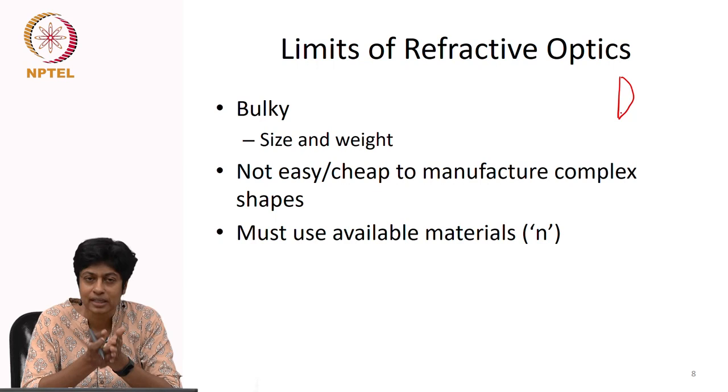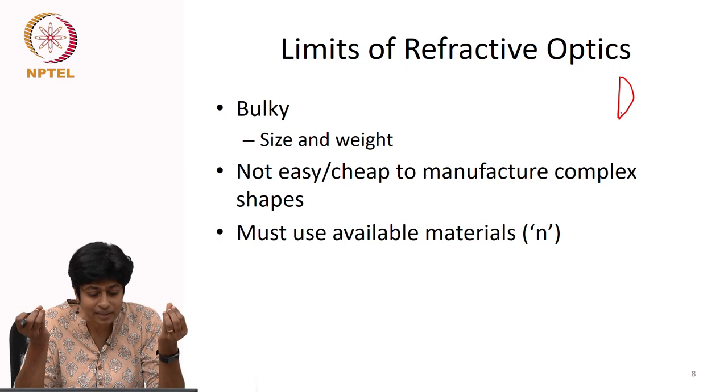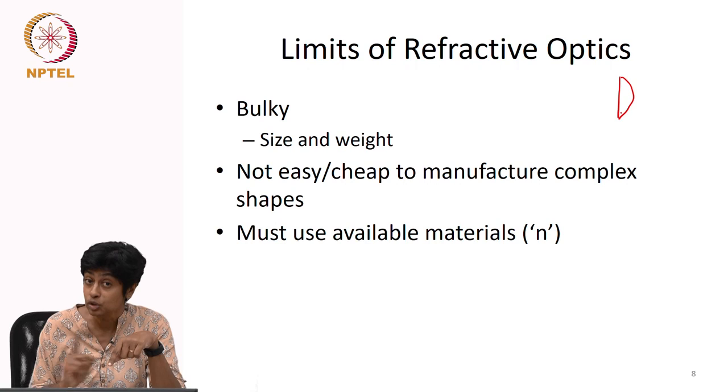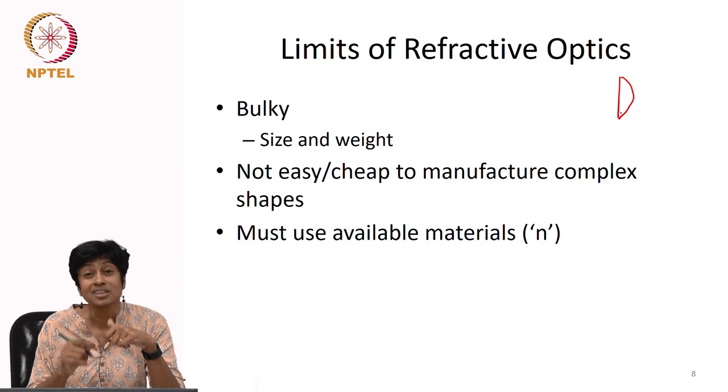It's usually made of glass, so it's slightly heavy. In other words, it's bulky. It's not so easy to manufacture complex shapes. Yes, if I want to manufacture a spherical surface, in fact, we manufacture spherical lenses, even though they're not the best lenses, because that's easy to manufacture. So even if I just want an aspheric lens, it becomes hard to manufacture.